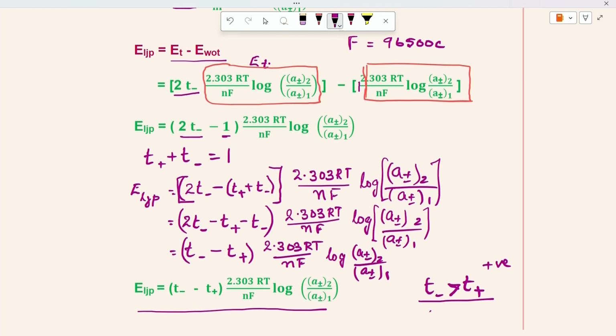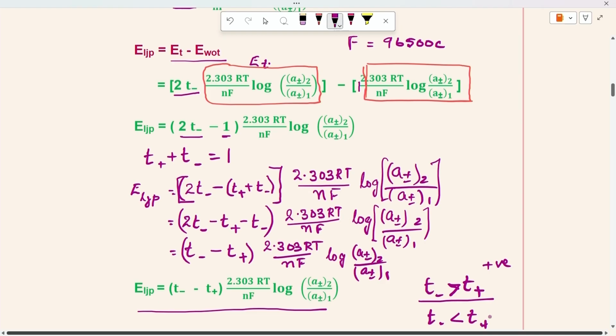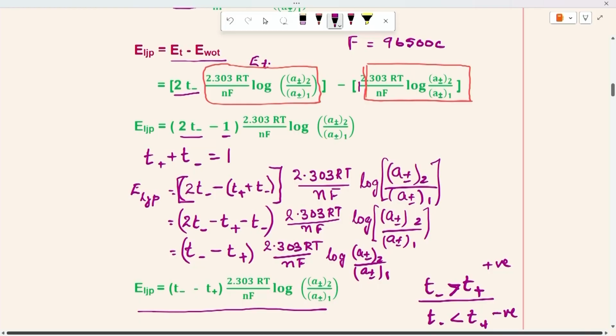Then, if T minus is less than T plus, what will be the condition? It will be negative. That means that it makes a negative contribution to the cell potential. So, you will have a lower cell potential measured rather than the theoretically expected value of the potential of the cell. Okay. Now, what will happen when these two are equal? The value will be 0, no liquid junction potential.